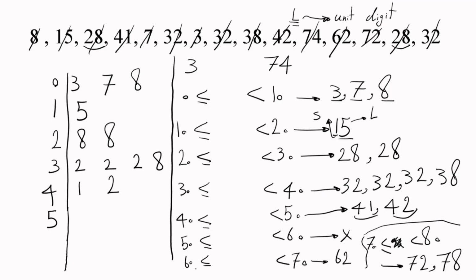When the group of data is between 60 and 70, I have 62. So tens will be in the stem and the unit digit in the leaf. And finally, when it is between 70 and 80, I have 72 and 78. I'm going to write 7, 2, and 8.